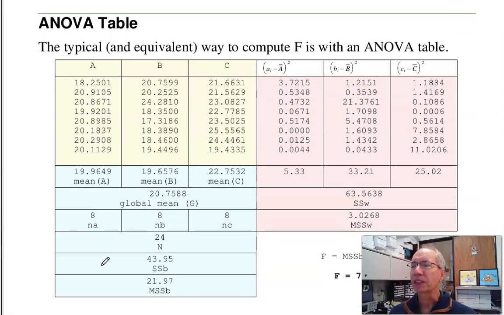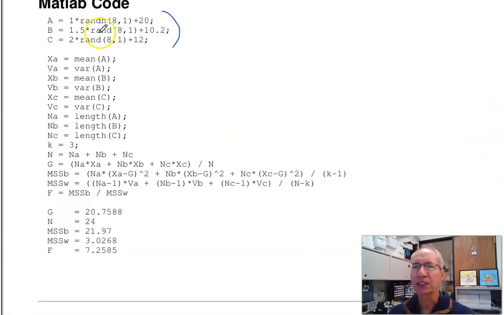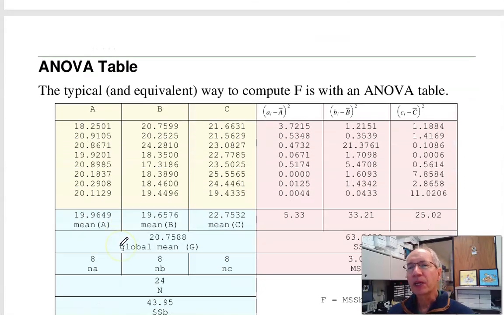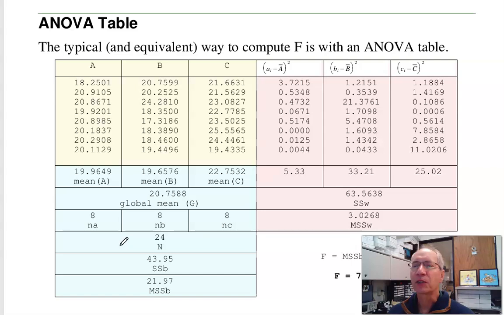That's one way to do an F test. If you're familiar with MATLAB, I would just use these calculations, change A, B, and C, and run with it. Another way is to use an analysis of variance table. This is what that looks like.